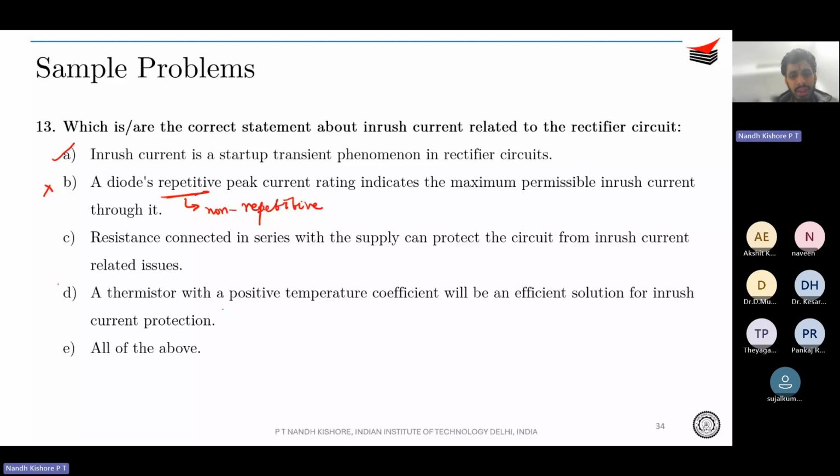Resistance connected in series with the supply can protect the circuit from inrush current. Of course, yes, resistance is like a current limiter. A thermistor with a positive temperature coefficient will be an efficient solution for inrush current protection. No. A thermistor with a negative temperature coefficient. And all of those, of course, no.